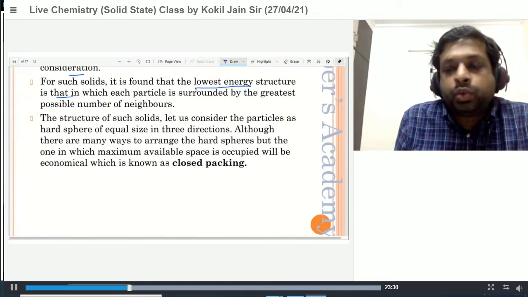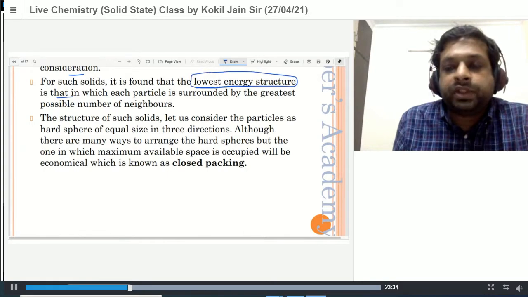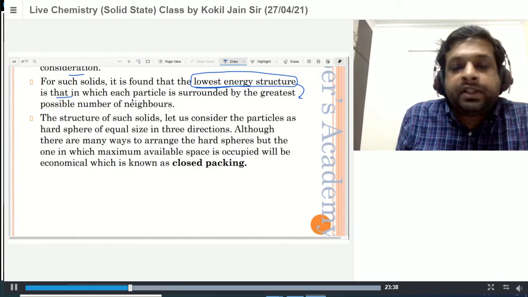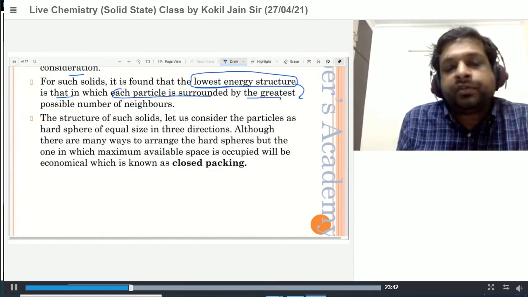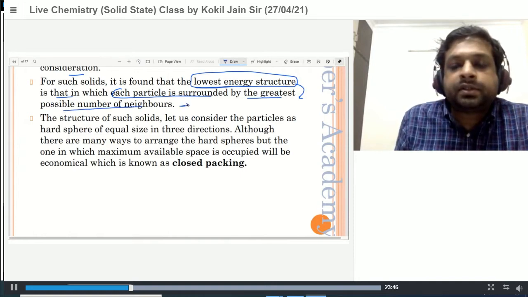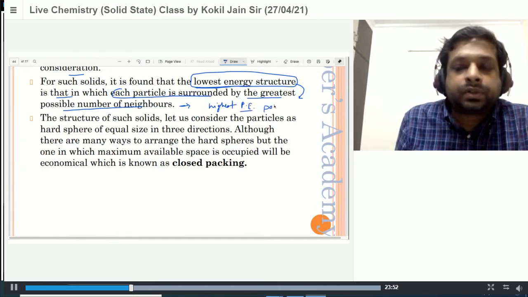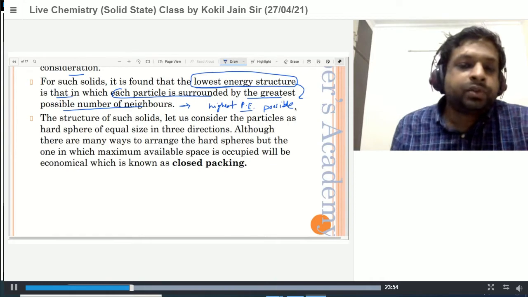The lowest energy structure would be that one where each particle is surrounded by the greatest possible number of neighbors. That means the highest packing efficiency possible for that arrangement. How much is the value here? This is what we are going to see.